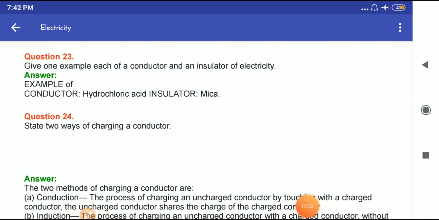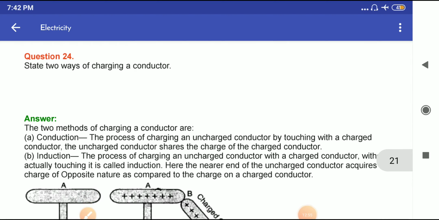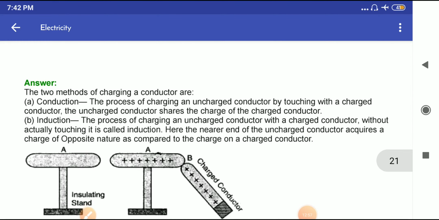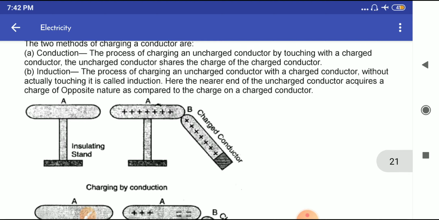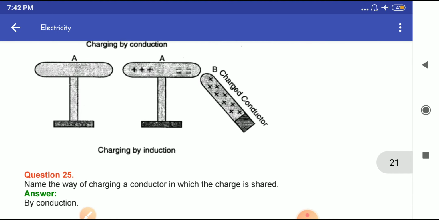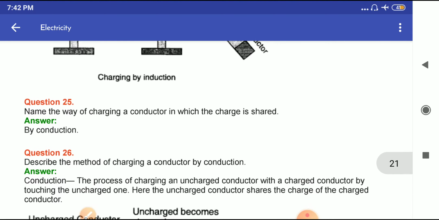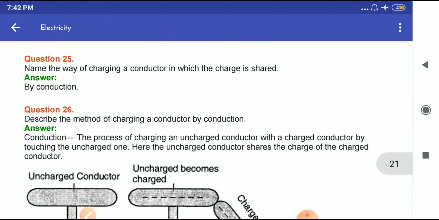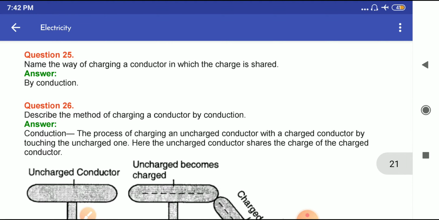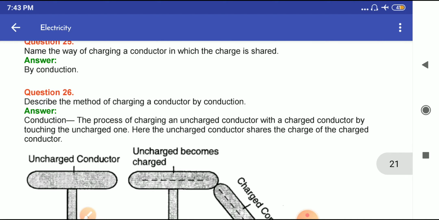Question number 24. State two ways of charging a conductor. So these are the two ways of charging a conductor: conduction method and induction method. Now you have to draw these diagrams also. Now question number 25. Name the way of charging a conductor in which the charge is shared. So the answer is by conduction.